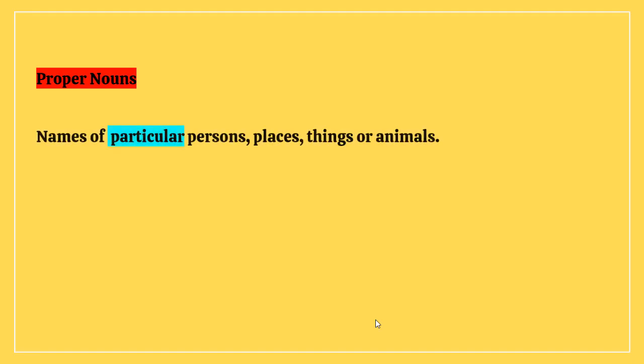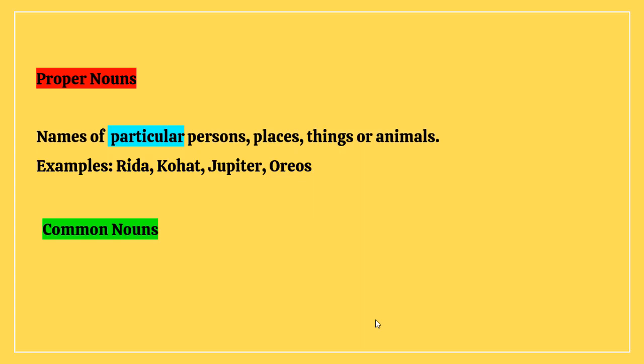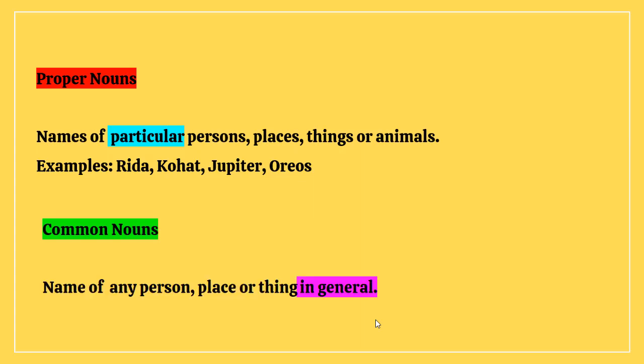Proper nouns and common nouns. Proper nouns are names of particular persons, places, things or animals. Examples: Rita, Kohat, Jupiter, Oreo. Rita is the name of a person, Kohat is the name of a place, Jupiter is the name of a planet, and Oreo is an animal. Common nouns are names of any person, place, or thing in general. Examples: lady, school, cat, fan, and straw.